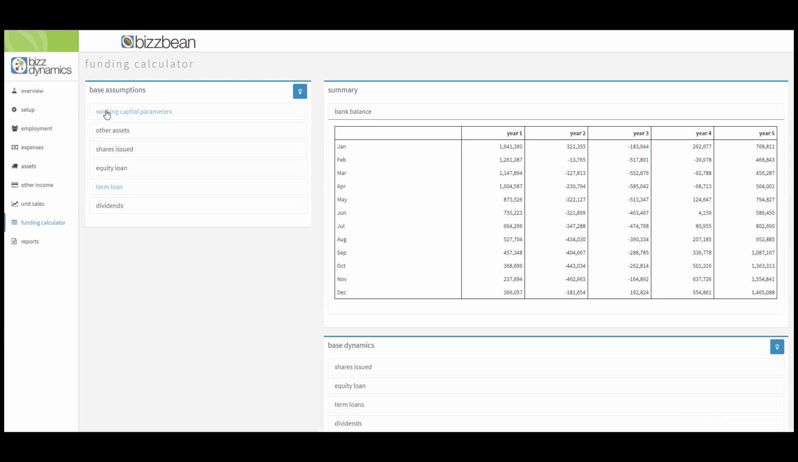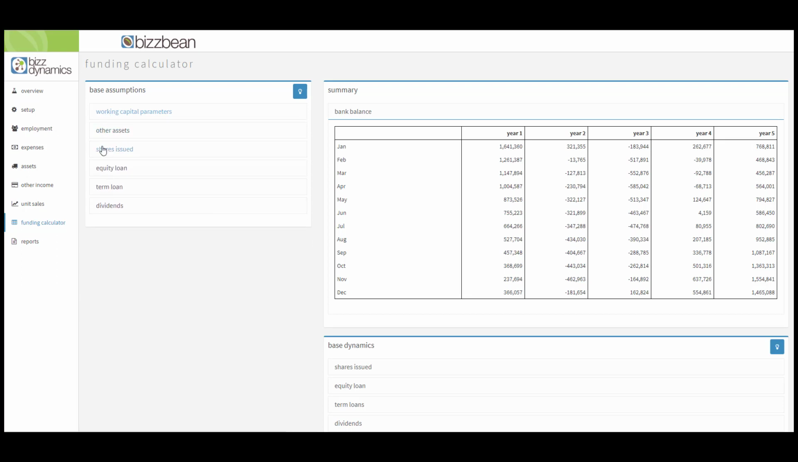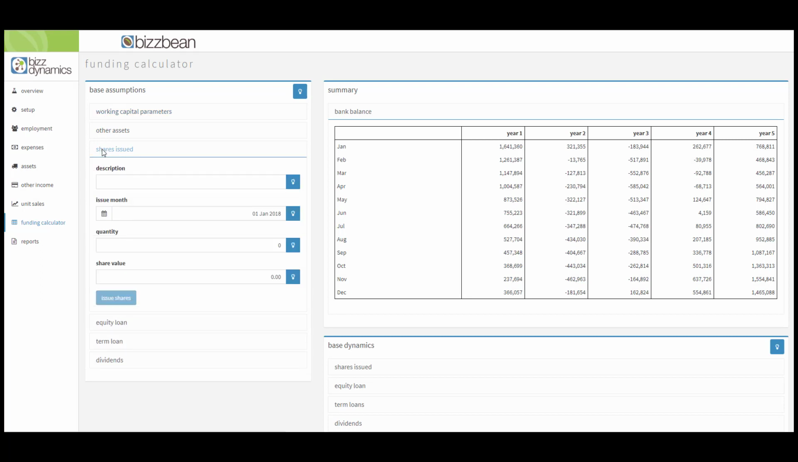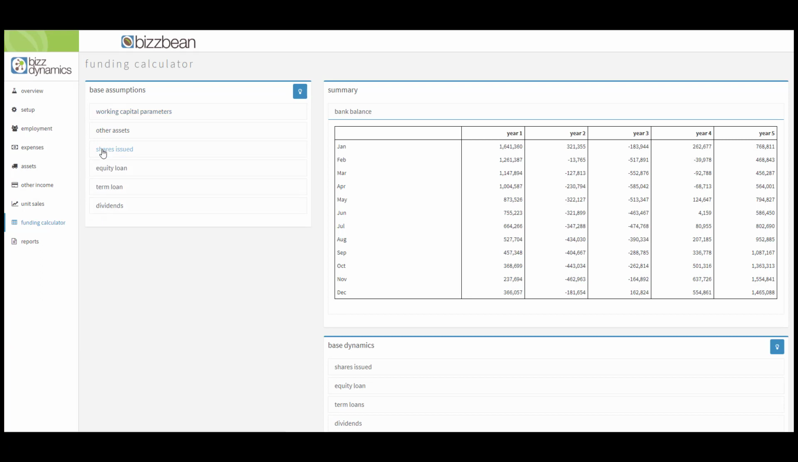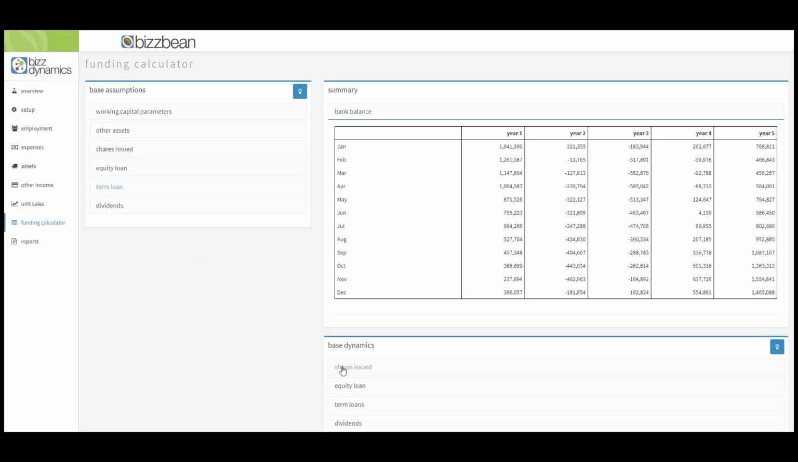The funding calculator step facilitates funding decisions. It presents the monthly bank balance for the forecast period and options on how to fund the business. These options include the working capital elements such as the number of days inventory, receivables and payables. Long-term funding options include share capital, shareholders' equity loans, and term loans. These assumptions can be modified in the Base Assumptions tab.